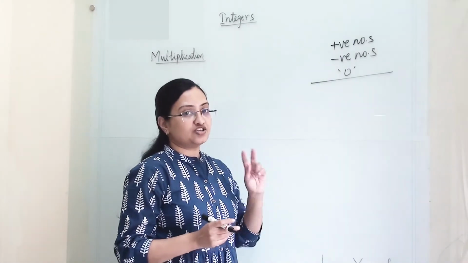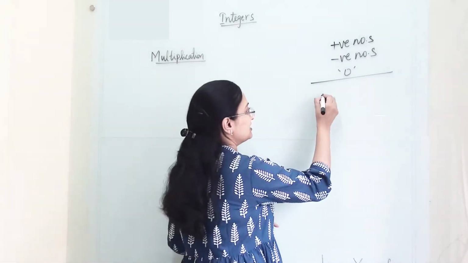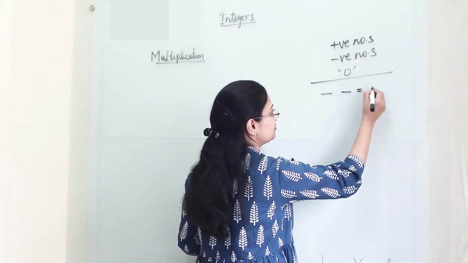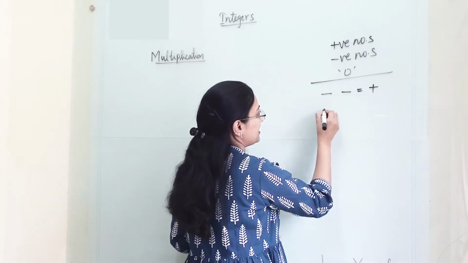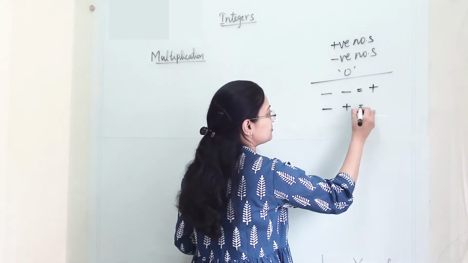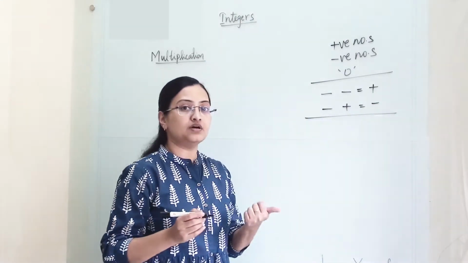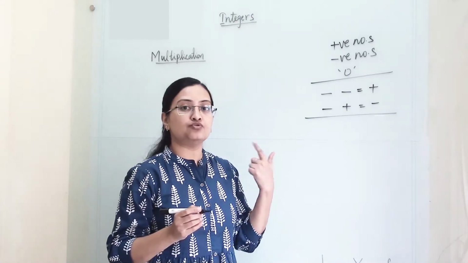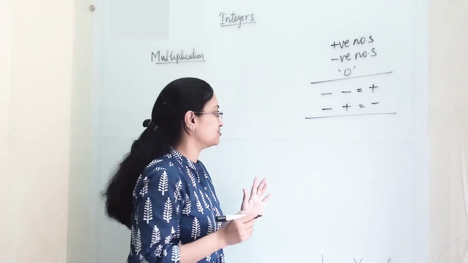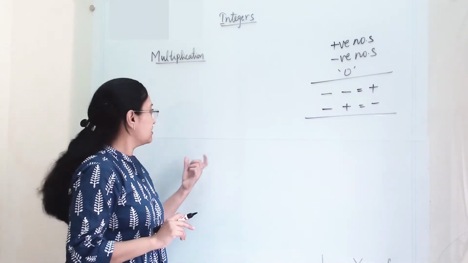In multiplication we have to remember two things, that minus and minus will become plus and minus plus will become minus. Here we are not checking for bigger number and smaller number as we were doing in addition and subtraction. So let us practice some more examples.